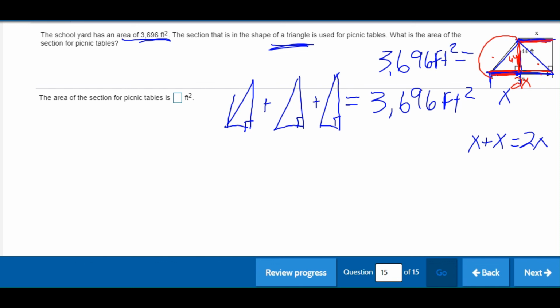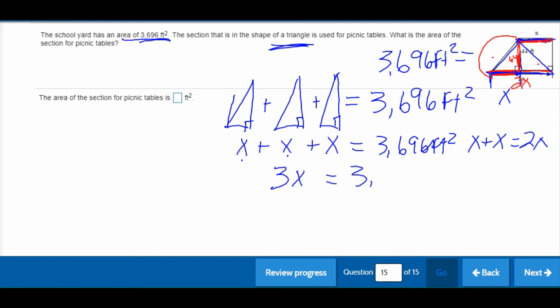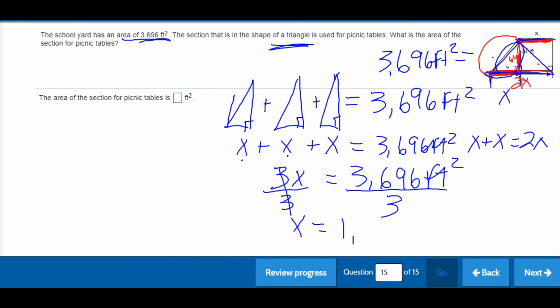So if I have x plus x plus x, if I want to figure out the area of one triangle, I can divide it by 3. So if I say x plus x plus x, I want to find the area of one triangle. So the area of all 3 of them is this. And if I add these together, x plus x plus x, that's equivalent to 3x equals 3,696, right? And then I can divide by 3 to get the area of one of the triangles, which is what I'm looking for. So x is equivalent to 3,696 feet squared divided by 3, which is 1,232 feet squared.